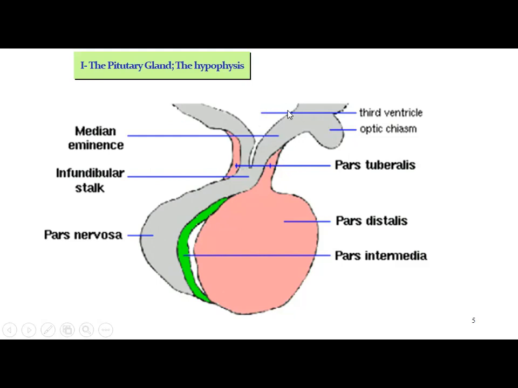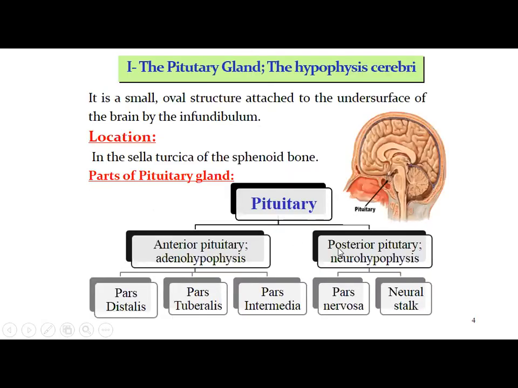So here is the third ventricle of the brain, and the optic chiasma of the brain. It has extended down into the pituitary. So this is the pars nervosa. This is the broad classification.